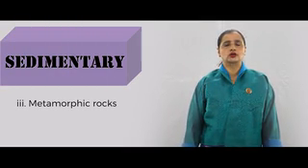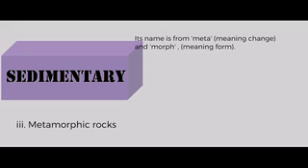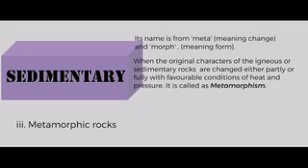Third type of rock, that is metamorphic rocks. This word metamorphic has been derived from the Greek words meta and morphic. Meta means change, morphic means form. When igneous and sedimentary rocks change their original form into a new one with the influence of temperature and high pressure, it is called metamorphism. In simple terms, metamorphism is a process of change of igneous and sedimentary rocks into metamorphic rock with the influence of high pressure and temperature. So that is called metamorphism.